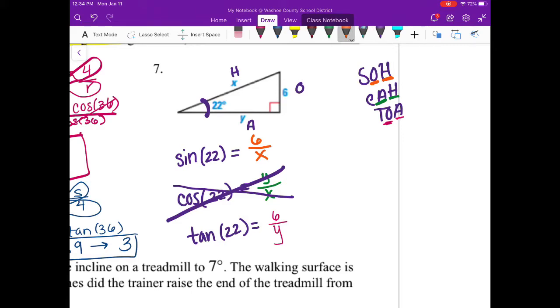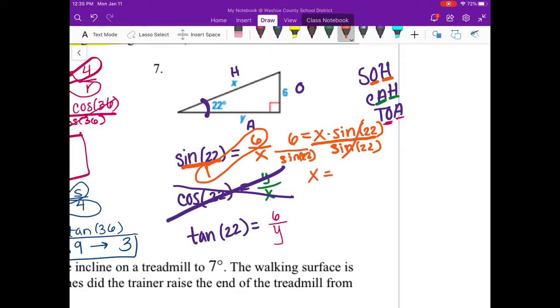Okay, so for x, I'm just going to use the sine of 22. Remember, this is technically divided by 1. So when I cross multiply these, I get 1 times 6 is 6 equals x times sine of 22. In order to get x by itself, I'm going to divide both sides by sine of 22. Okay, cancels out here. So then what I'm entering in my calculator is 6 divided by sine of 22.